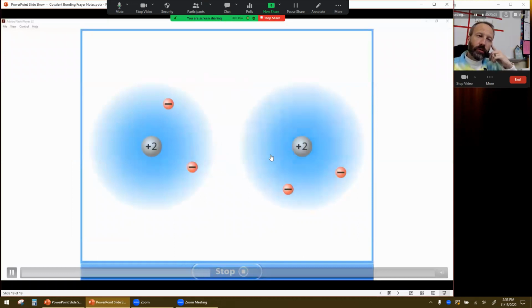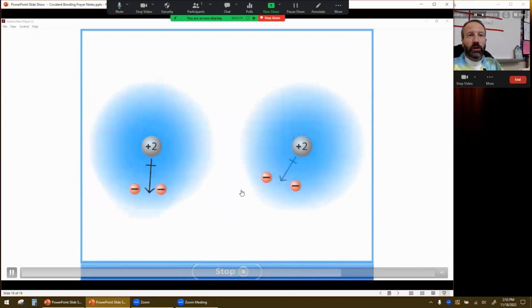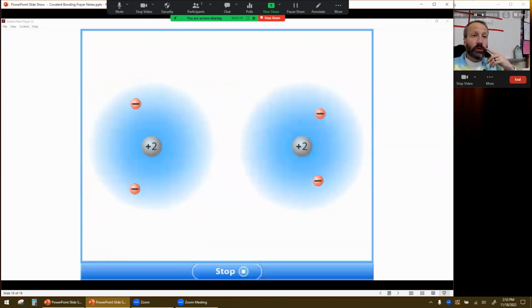But what happens if for an instant I get a dipole on this atom? Do you see how it made this atom also get a dipole for an instant? But how long does it last? It doesn't. It's there an instant, gone again. Dipole, but only for an instant. So we call that London dispersion forces. They're overall really weak because they're there and then gone, and then there and then gone.